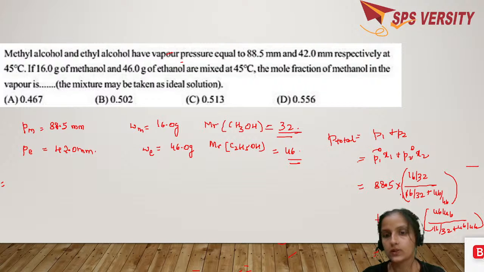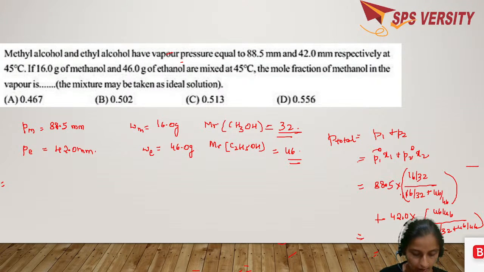If you do this, let me write the values here. I will be getting P total. Quickly calculate if you are watching this and help me out so that I can skip this. It comes out as P total 57.44. Don't forget to write the unit, though I forget.